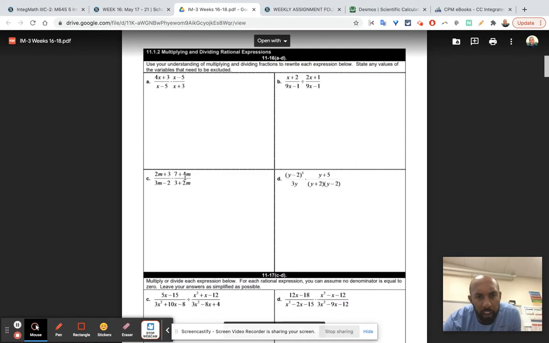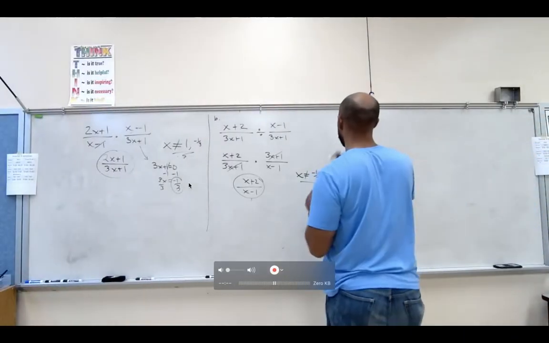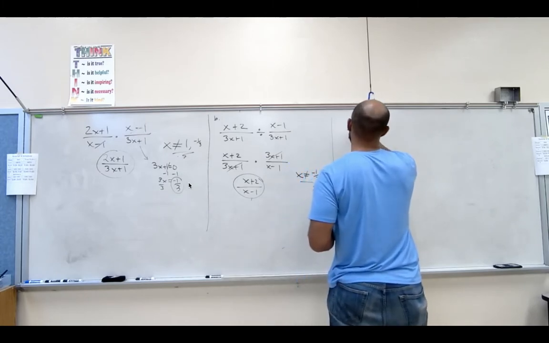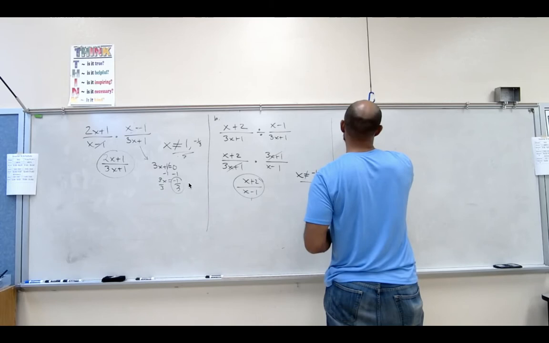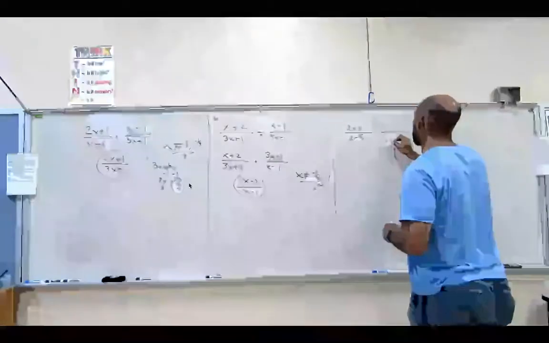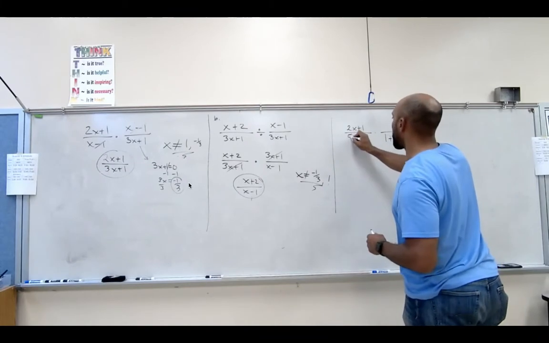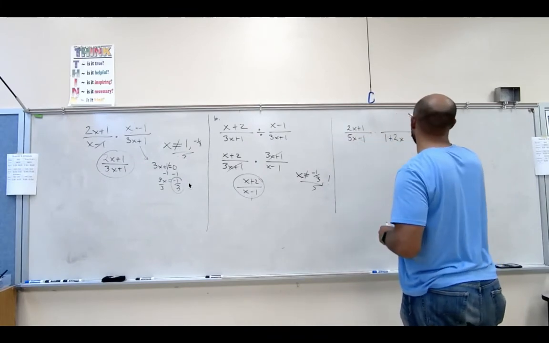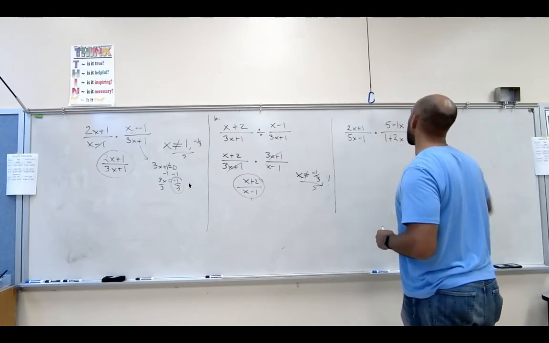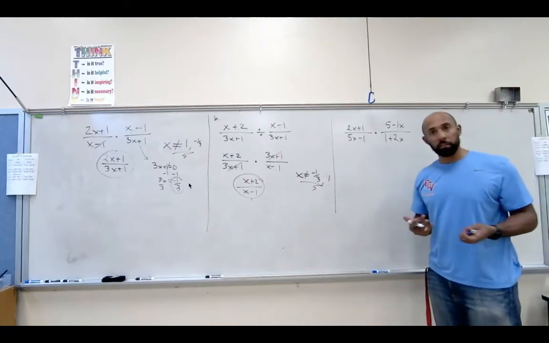Okay, now let's take a look at this one here. They're trying to trick you on this one. Don't be fooled. So here I've got, let's say, 2x plus 1 over x minus 5. Then over here, I've got 1 plus 2x. Actually, let's change this. Let's make this 5x minus 1. And then over here, we're going to do 5 minus 1x.